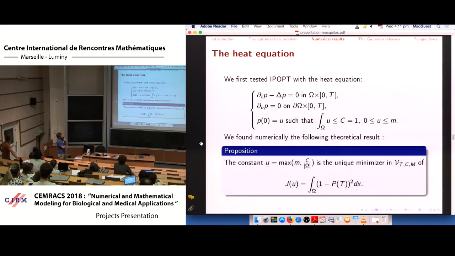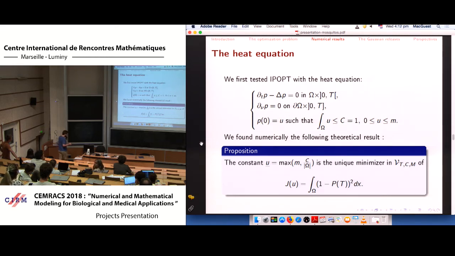With all that, we could program it in IPOpt. To start off and to learn IPOpt a bit, we began with a simplified problem. We forgot the nonlinear reaction term. So we end up with just the heat equation, and we're controlling it with the initial condition. Again, the same kind of constraints.